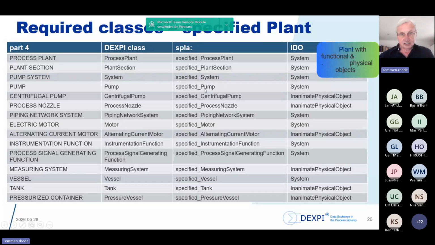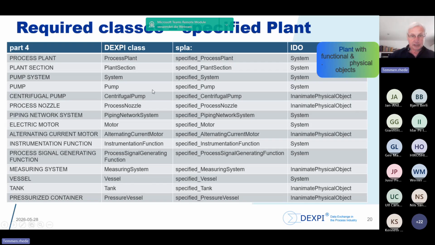And what we should cover more is that the specified centrifugal pump is subclassified to the specified pump. That is the internal bridge between blue and green, from the system to the inanimated physical object. Let's say from pump to centrifugal pump. The same is used from the motor to the alternating current motor. Internal bridge between blue and green, between the functional and physical objects modeled in LIS, blue ones as system and green ones as inanimated physical objects.